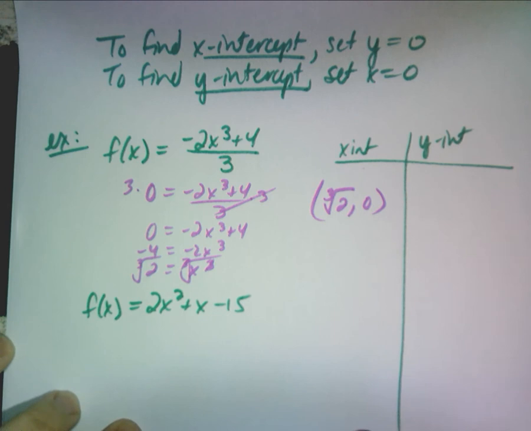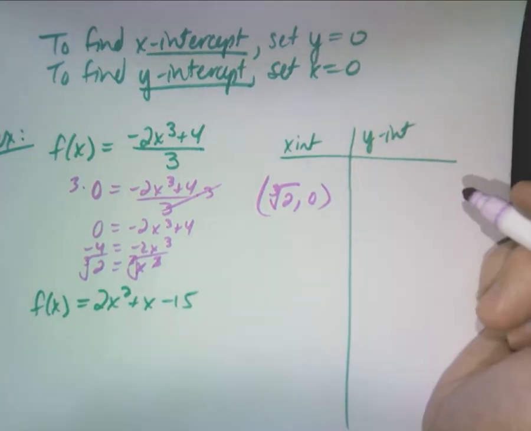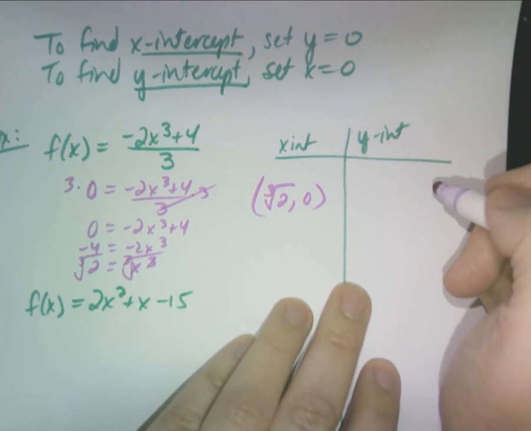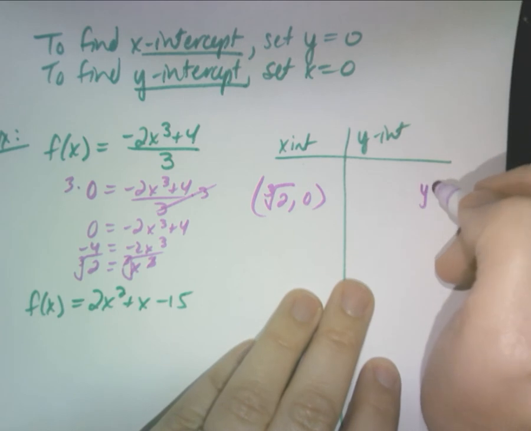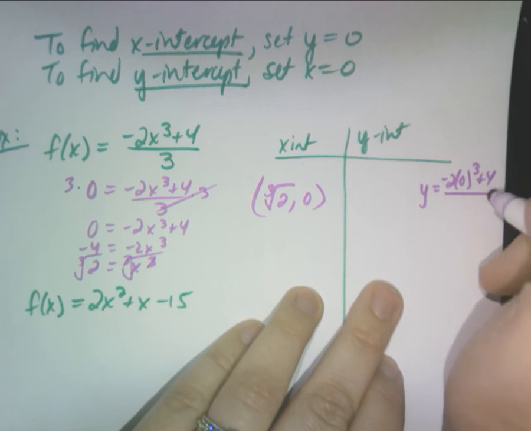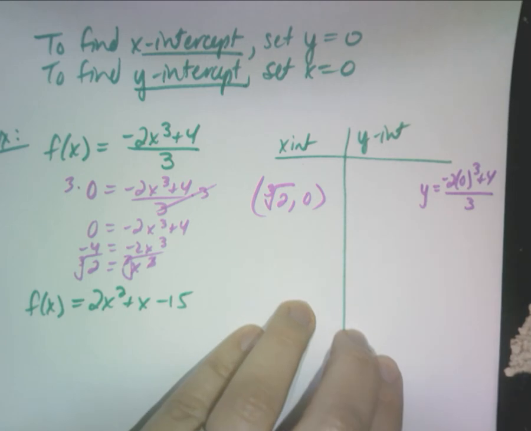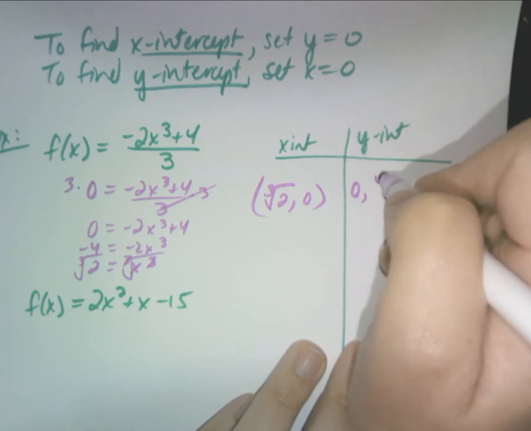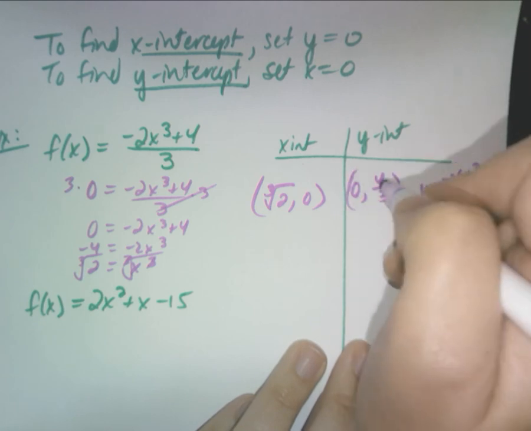All right. To figure out your y-intercept, you would set the x equal to 0. So I'm going to have to put it in here. So let's see. So I would have y equals negative 2 times 0 cubed plus 4 over 3. What does that become? 4/3. So your y-intercept would be 0, comma 4/3.